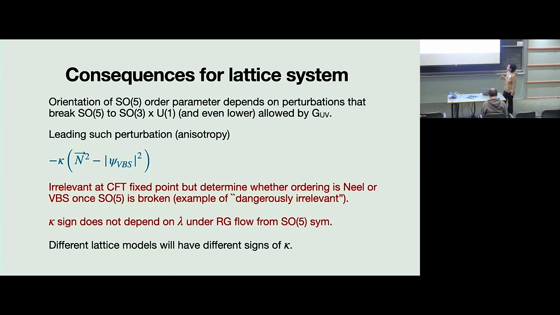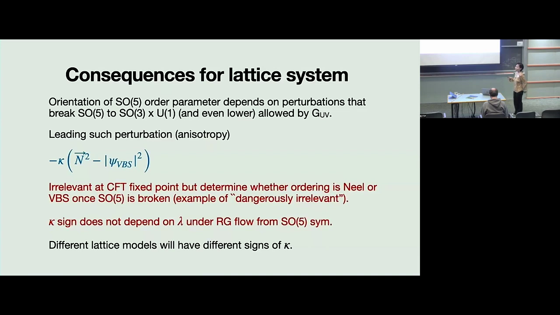So the SO5 vector will condense into a certain direction, and on the lattice system, the natural fate is that SO5 is broken into the SO3 spin rotation and the U1 from the VBS operator rotation, and this is controlled by the anisotropy term between the Néel and the VBS order parameter. As we mentioned before, this term is irrelevant at the CFT fixed point.